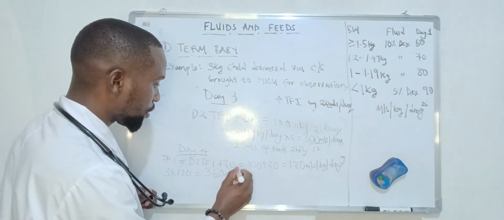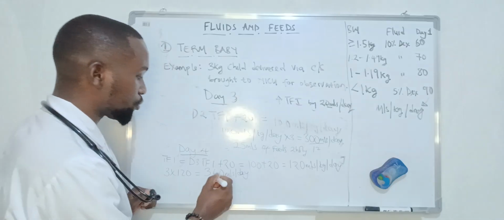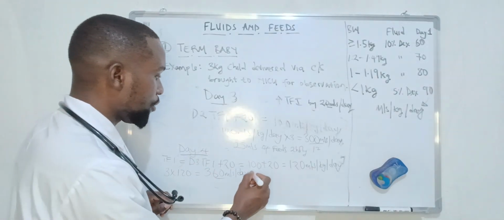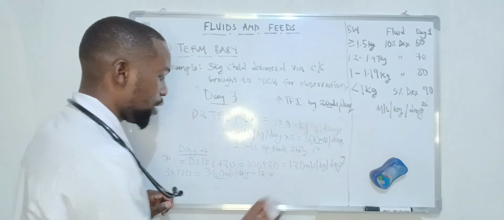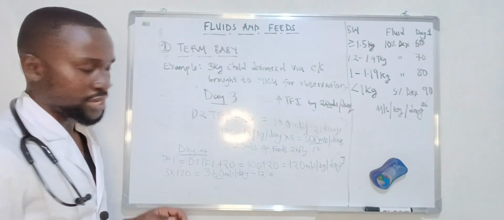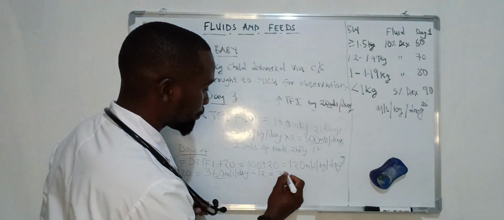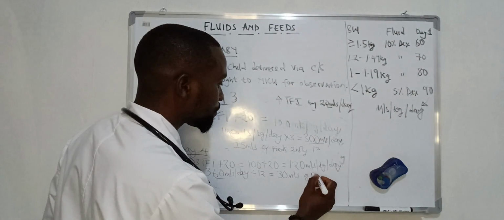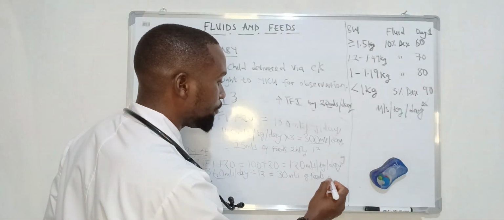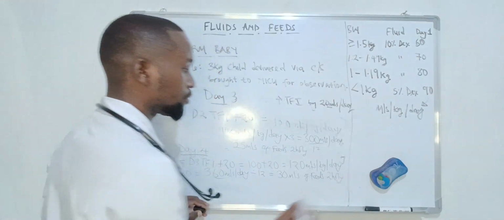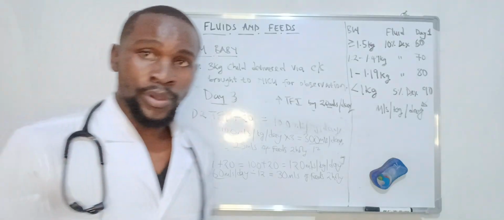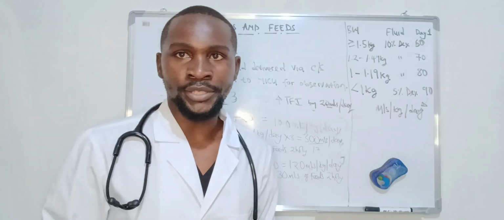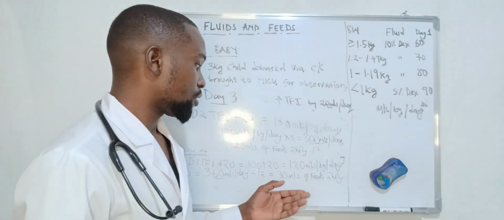360 meals per day. So this child is supposed to receive 360 meals per day. Because we are going to give this every 2 hours, we divide it by 12. When we divide 360 by 12, it's going to give us 30. So meaning this child is supposed to receive 30 meals of feeds, usually EBM, 2 hourly. So every 2 hours, our nurse is going to feed this child with 30 meals.